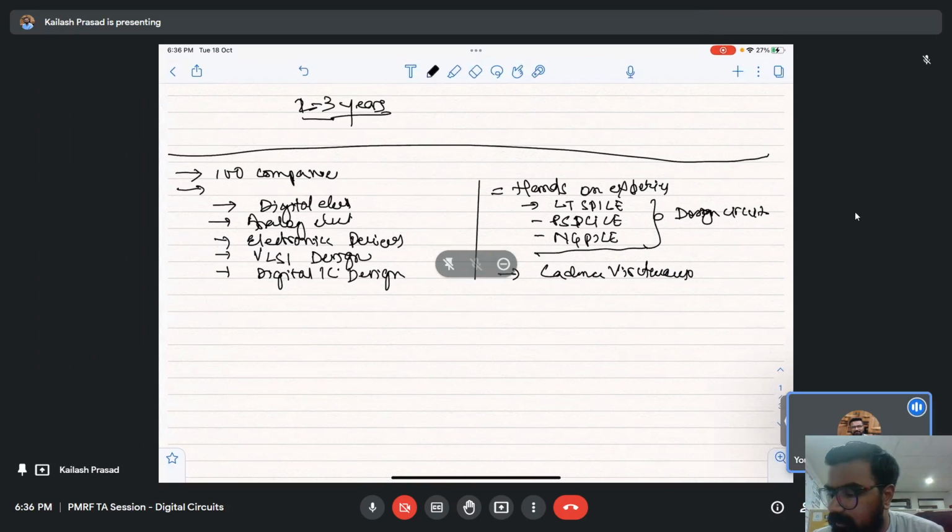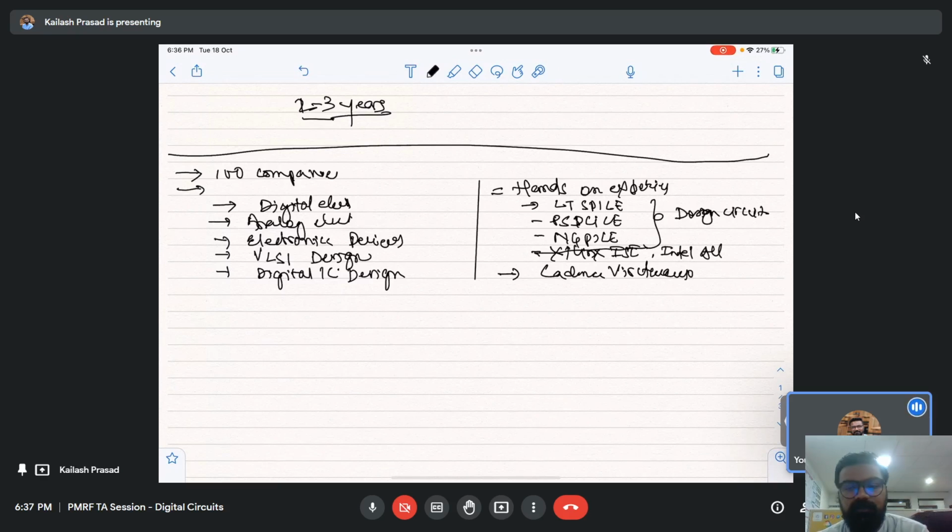Okay. So yeah, I think one of the students has said Xilinx ISC, right? So that is also a very important tool. Xilinx ISC, Intel Altera, right? If you can use this tool, right, it will be very important for you.